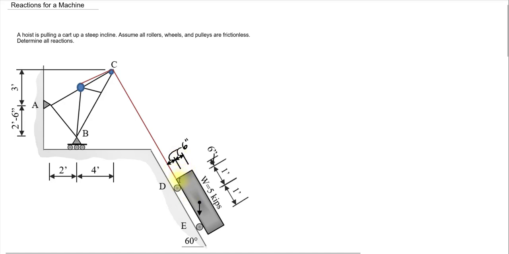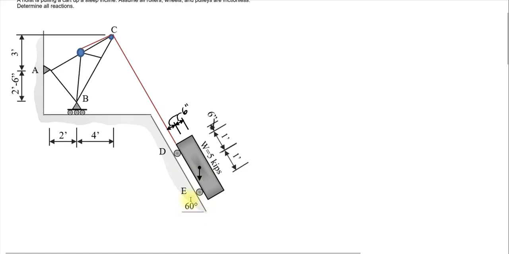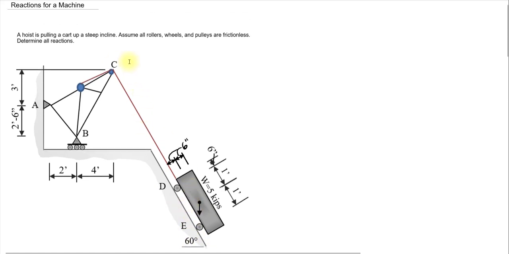This cart is 1 foot tall and it weighs 5 kips or 5,000 pounds. And this incline that it's rolling up is 60 degrees to the horizontal. If we assume that all the rollers and wheels and pulleys and everything are frictionless, let's determine all the reactions. That's what we're tasked with doing in this example.